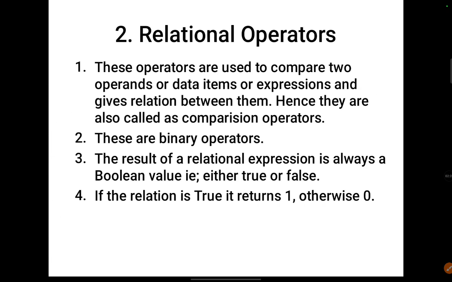Relational operators. These operators are used to compare two operands or data items or expressions and give the relation between them. Hence, they are also called comparison operators. These are binary operators. The result of a relational expression is always a Boolean value, that is either true or false. If the relation is true, it returns 1. If the relation is false, it returns 0.